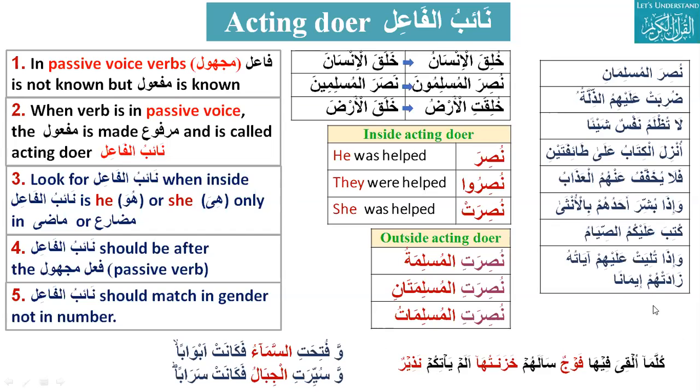So, can you please take this ayah? Kutiba alaykum as-siyam. What is the passive verb here? Kutiba. And when there is a passive verb, what do we have to do? We have to look for the acting doer. Okay, that's good. Kutiba, it was written.